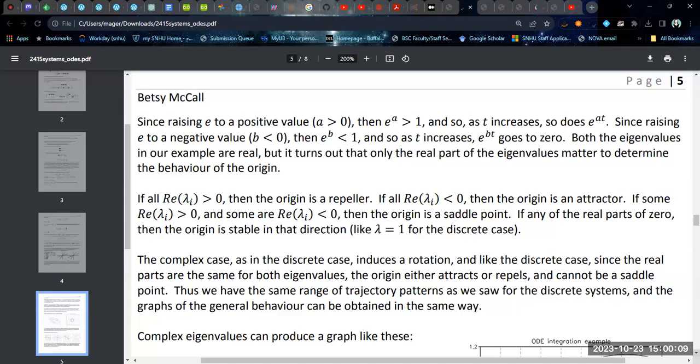Now, in the complex case, things are a little bit more complicated, and so we're going to save that for part 2.